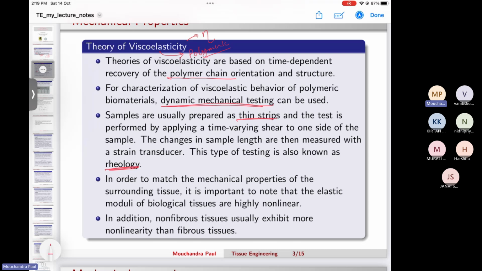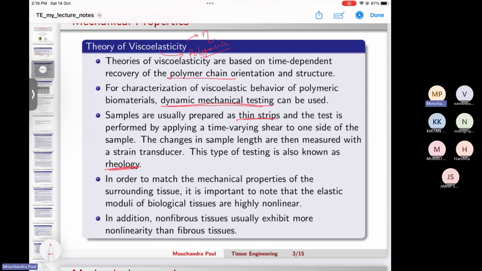Because if that is not there, then your artificial tissue will fail. And if it fails, you can imagine how dreadful that would be for the patient. So we always need to make sure that the properties of our biomaterial match the surrounding tissue.